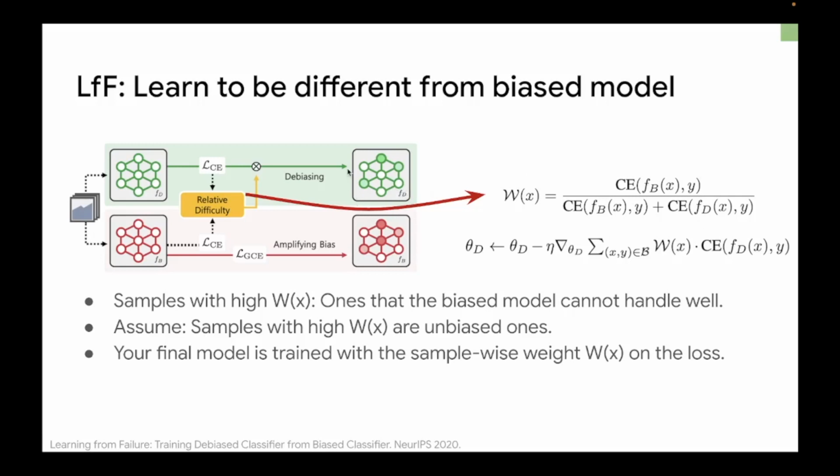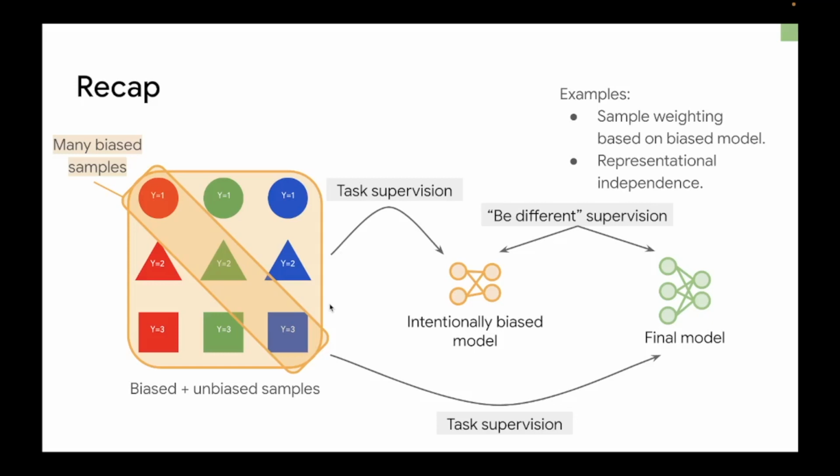So in other words, how you train the green model is basically by taking a look at the prediction performance by the red model, and if it's a hard sample, then you give more weight. So that's rather simple. Again, we train an intentionally biased model, and you train a final model by using some regularization in the form of debiasing supervision.